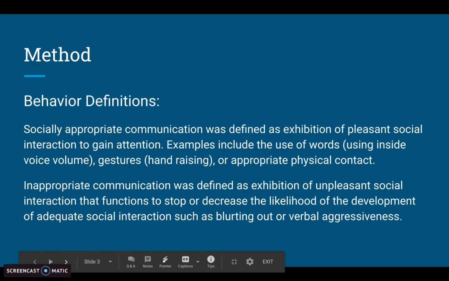Socially appropriate communication was defined as pleasant social interactions to gain attention. The target behavior of hand raising is included in socially appropriate communication. Inappropriate communication was defined as unpleasant social interactions, such as the behavior we plan to ignore of blurting out.